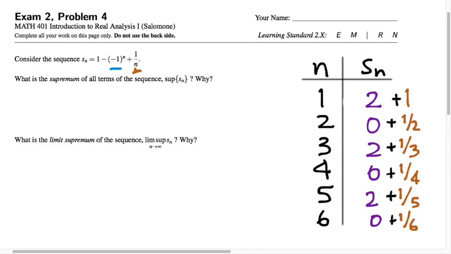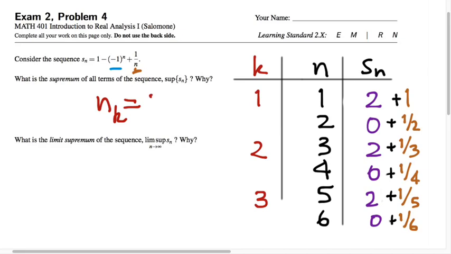So one way of understanding the sequence is that we have this nice predictable behavior for all of the odd index terms. Let's talk about subsequences here for a minute. If I create a new index, I call it k, then I can index my odd terms by n sub k is equal to, what would it be, 2k minus 1. I think that is going to give me this association. So k is 1 means n is 1, k is 2, n is 3, k is 3, n is 5, and so forth.